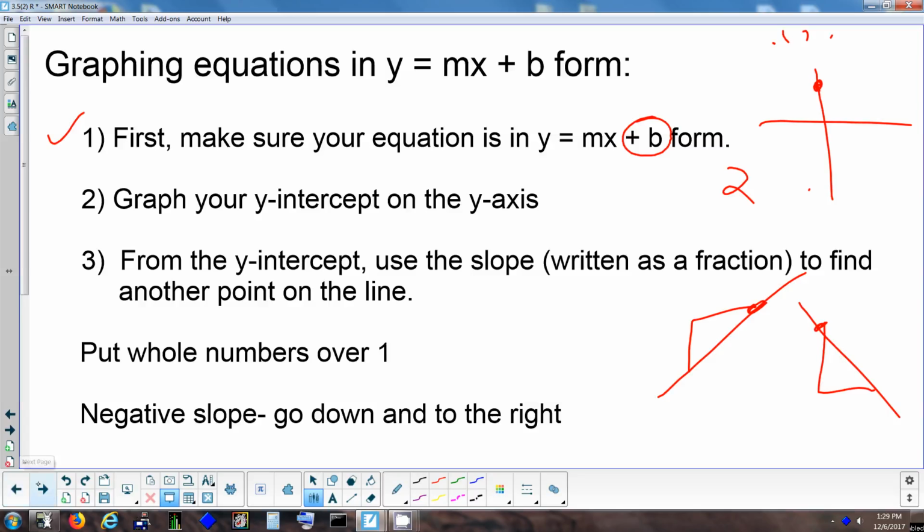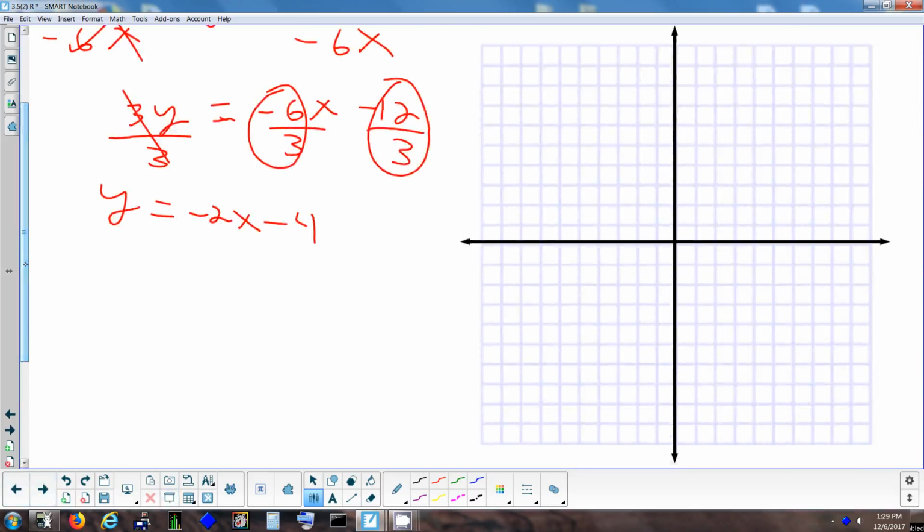Okay. Step 1. Graph your intercept on the y-axis. What's the intercept? Is it the 2x, the negative slope? No, negative 4. Remember, the number with x is the slope. So the other number has to be the intercept. Negative 4, and then the sign always goes with it. So negative 4. How do I graph negative 4? Down on the y-axis. Down 4.